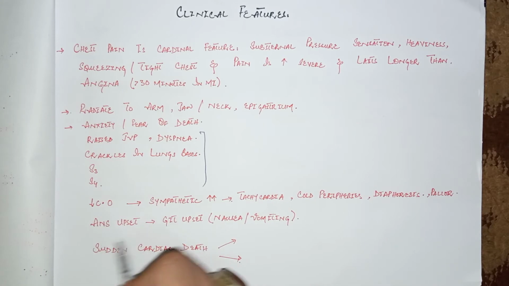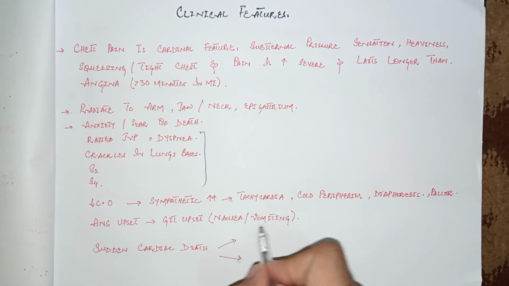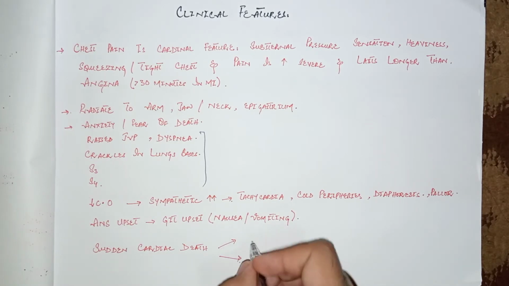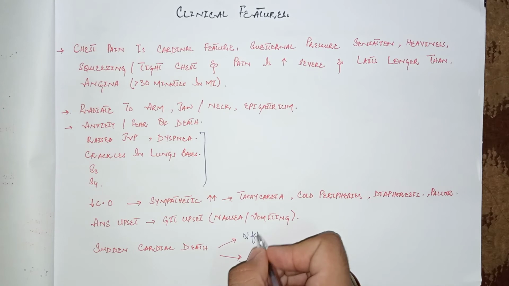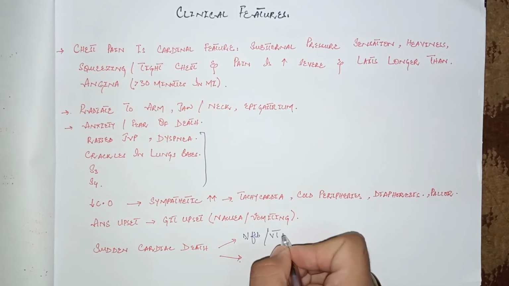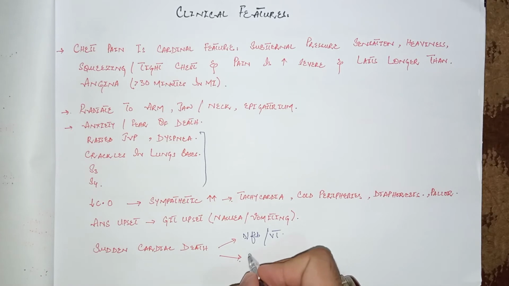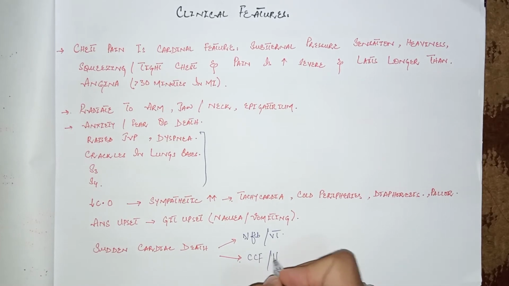Also, autonomic nervous system upset causes nausea and vomiting. Sometimes the patient may develop sudden cardiac death. If it occurs within the first hour, it may be due to ventricular fibrillation or ventricular tachycardia. But if death occurs after a few hours, it may be due to congestive cardiac failure or simply heart failure.